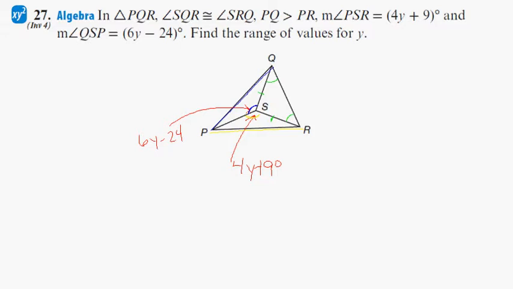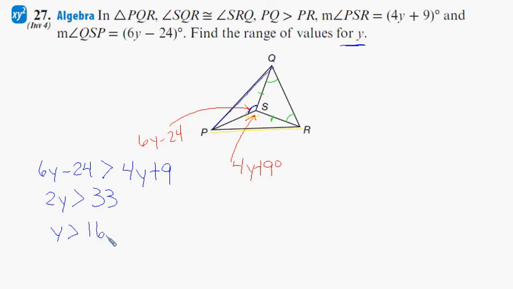So that means that 6y minus 24 has to be greater than 4y plus 9, all right? So now we can solve for y. That's at least, because we're finding the range of values for y, we at least know this to be true. So if we bring the 24 over, that's going to give us 2y is greater than 33, which means that y has to be greater than 16.5.